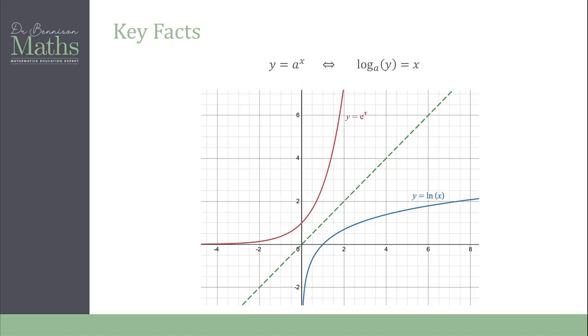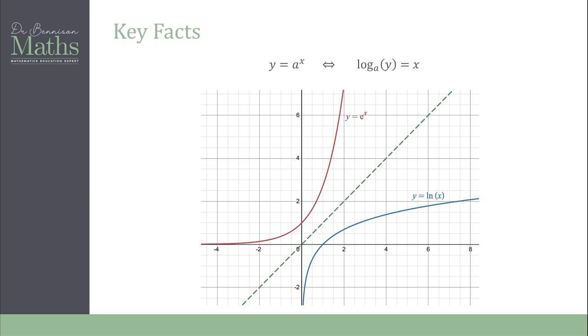Well, the key definition for logarithms is that y equals a to the x is the same as saying that log to the base a of y equals x. I.e., if I take the logarithm of a number, it's the power to which I raise the base to give that number. The most famous logarithm and exponential functions are probably y equals e to the x and y equals natural log of x.